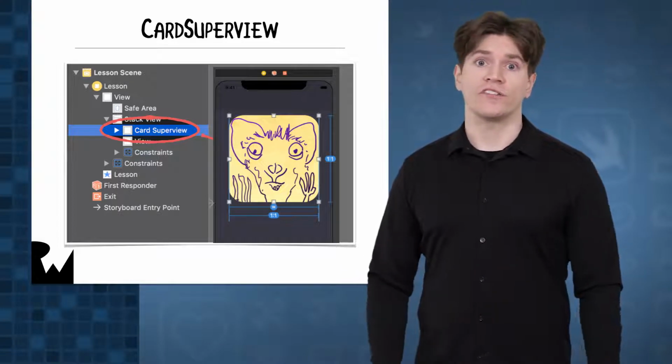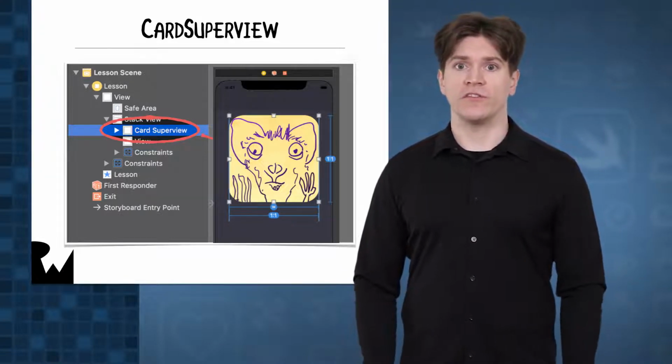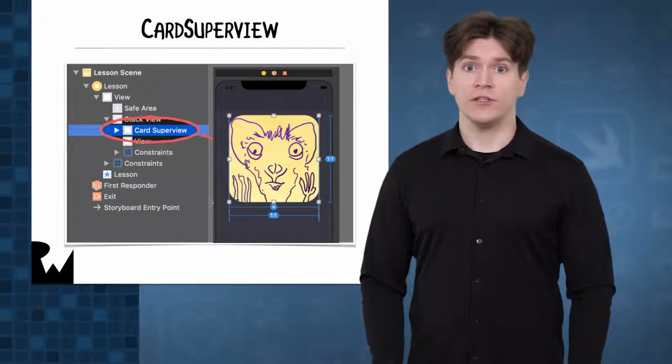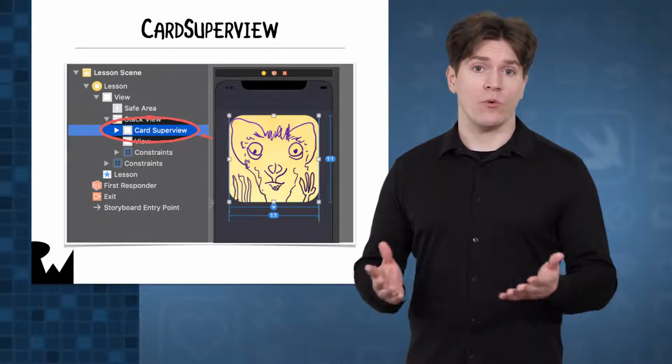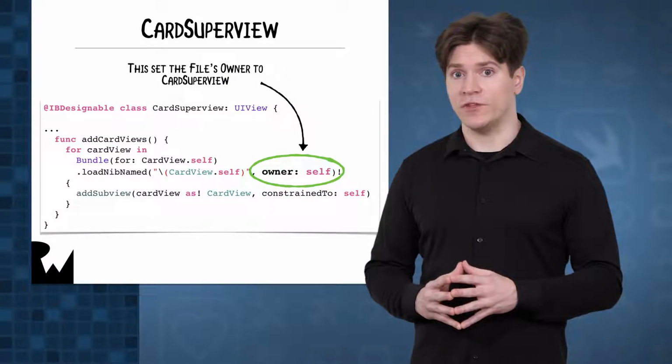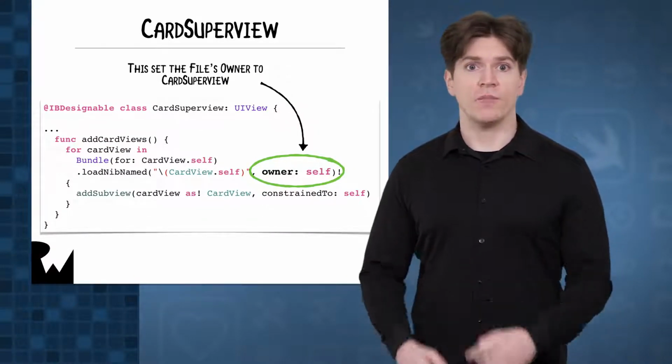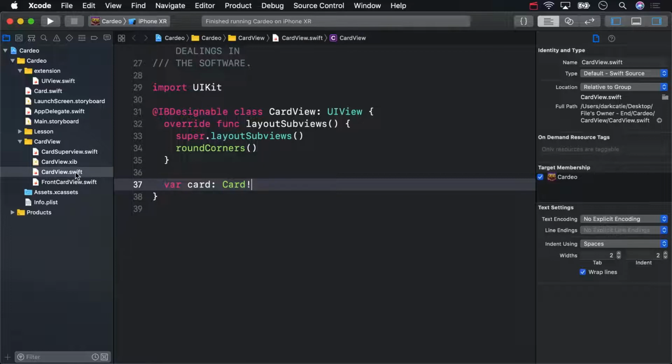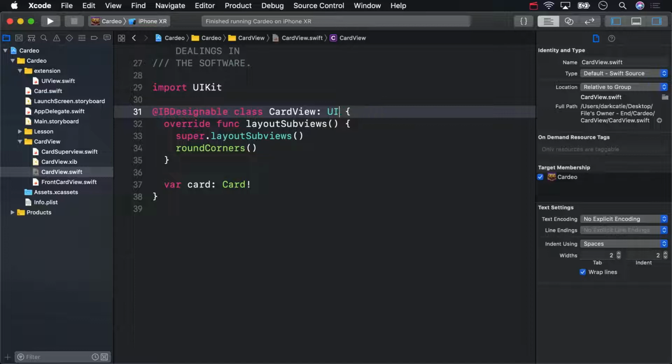By the end of the course, you'll be using multiple CardSuperviews throughout the app. But for now, you've just got one. It gets created by way of your main storyboard. You've already set that CardSuperview to be the owner of the nib in your code, but you're not making use of that yet. The first step in changing that is to make CardView a UIControl instead of just a UIView. That will allow us to hook up its touch events using IB actions.